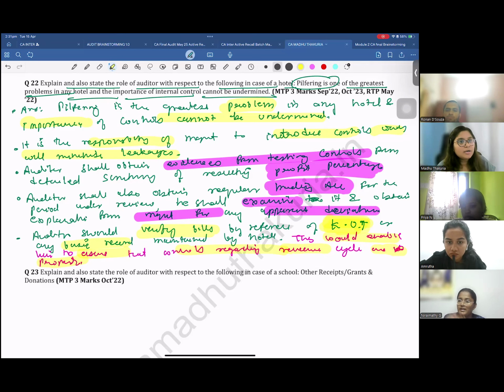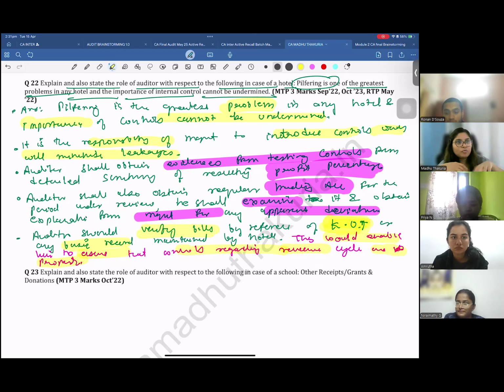In a hotel, what is the revenue cycle? For a restaurant order, the revenue cycle is 1 hour or 2 hours. You go there, you place an order. They deliver the food to you. You eat, then you pay. Only that is the revenue cycle, right?